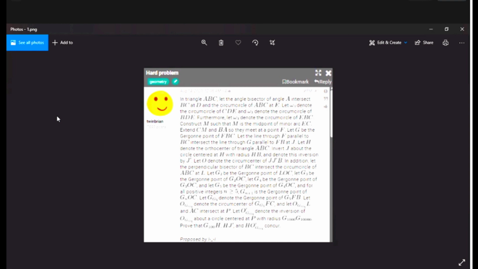Anyway, as it's a troll question, if you read the last line, it says to prove that G, H, and HJ, and HOG or something like that concur. Note that there are three lines, all of them have a point H, and it asks where they concur. Of course, if all of them have a common point, they will concur at that point. So the answer is H, and the problem is of course a troll.